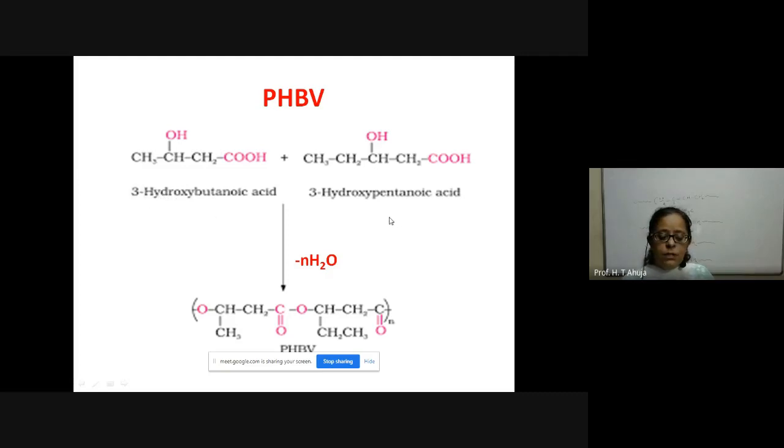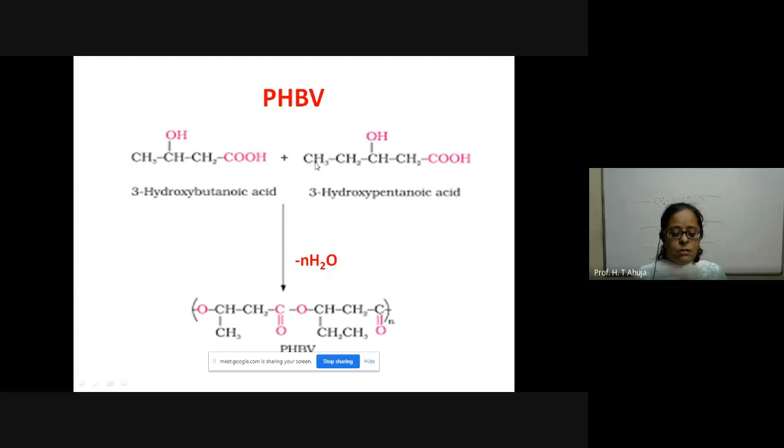Similarly, come to the next monomer unit. Again, we have 5 carbons here, so it is a pentanoic acid. And at the third position, I have an OH group. So it is called 3-hydroxy pentanoic acid, or beta hydroxy valeric acid, which is the common name.